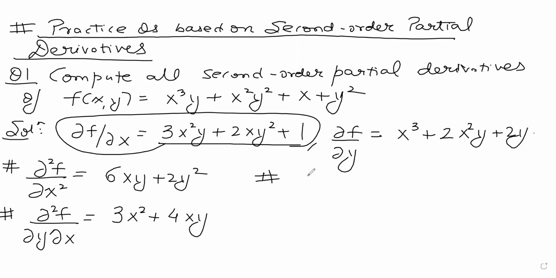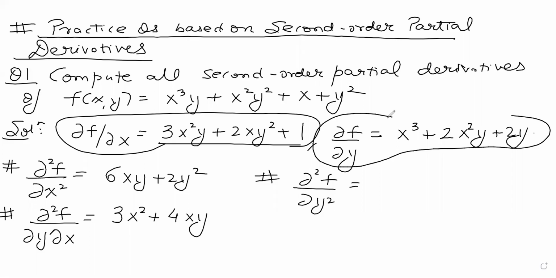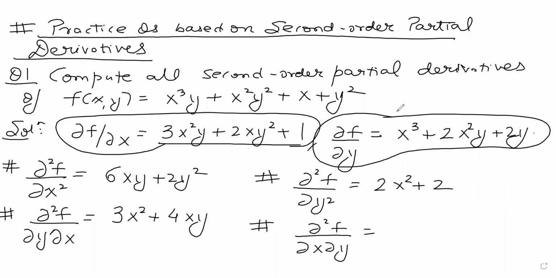Now let's find del square f by del y square. Differentiate del f by del y with respect to y further. What do we get? We get 2x square plus 2. And del square f by del x del y would be the partial derivative of del f by del y with respect to x. Comes out as 3x square plus 4xy.